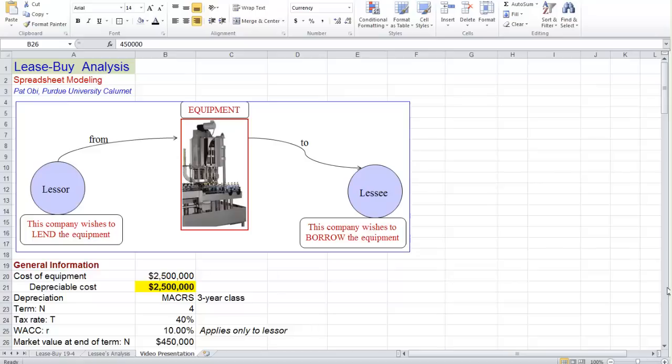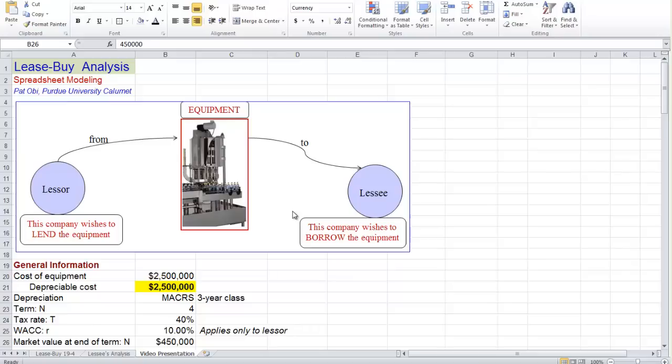In a leasing contract, the lessee is the party wishing to borrow the equipment, as shown in this illustration. The lessor is the lending party, so the equipment will transfer from the lessor to the lessee. For the lessee, this is a financing decision.